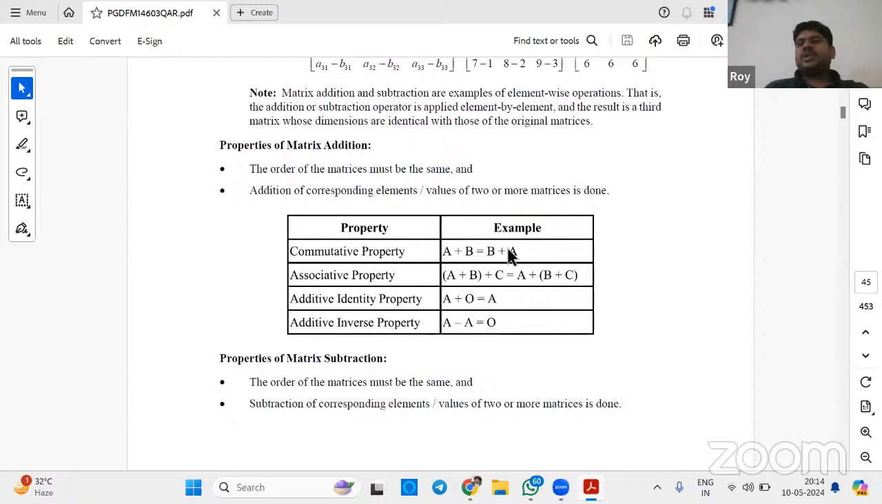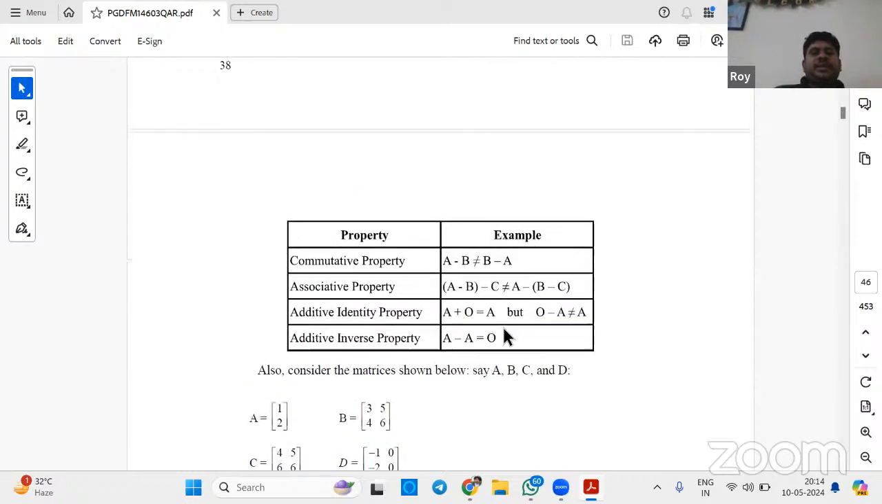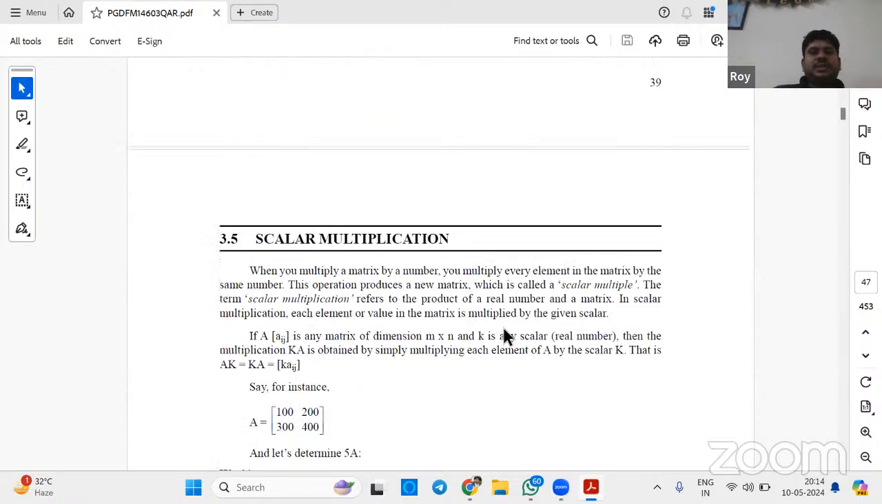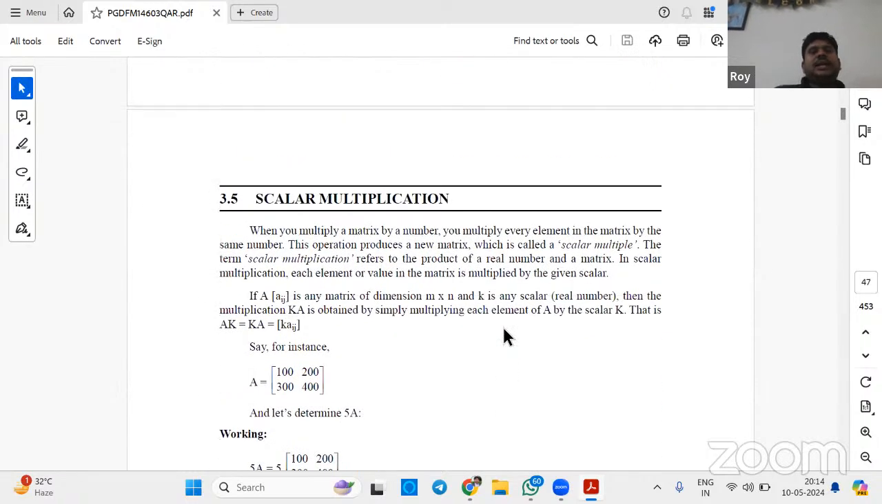Now A plus B is equal to B plus A, of course. A plus B plus C is equal to A plus B plus C, because all are additive. If we add A plus 0, it is equal to A. A minus A is equal to 0, right? These properties you can understand easily. That's an easy one only. Now scalar multiplication.